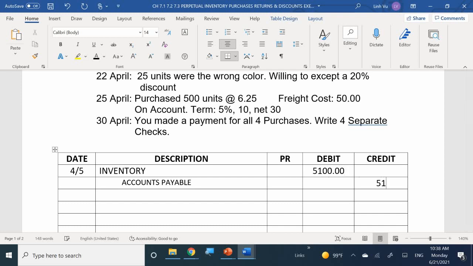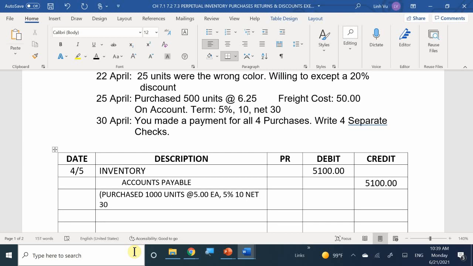So good, 5,100. And of course, I'm going to make a note here that I purchased 1,000 units at $5 each. You could put Copies Co. And I'm also going to put 5%, 10, net 30.